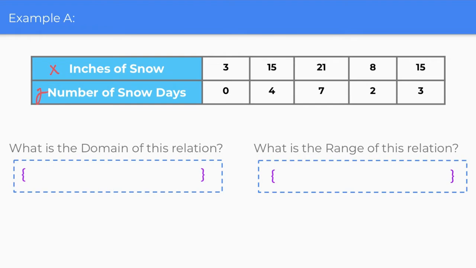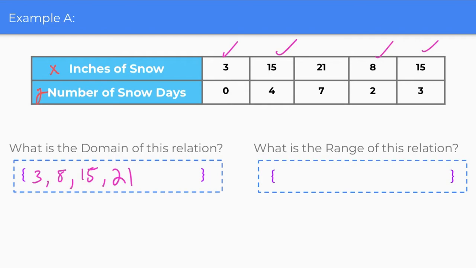Now that we know that, we can fill in our domain of the relation and the range of the relation. We have to list all of the x values, and again, we're going to write them in order from least to greatest. I see that 3 is my least. The next value I have is 8. The next value I have is 15, and although I have two 15s, I'm only going to write it one time. And then my last number is 21. And you can see that I've surrounded that in the braces. Now I need to do the same thing to the range.